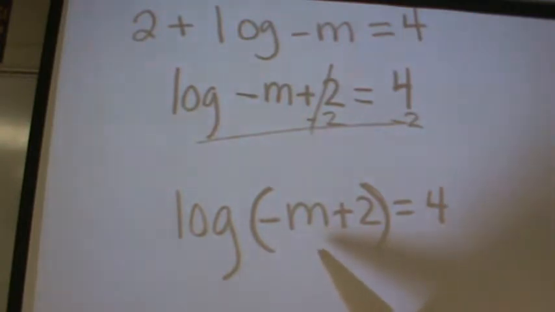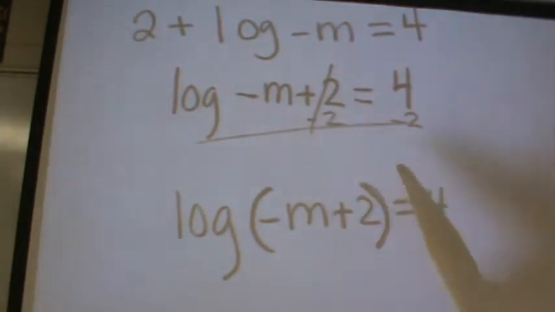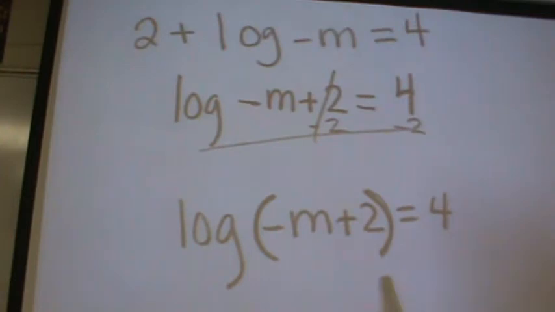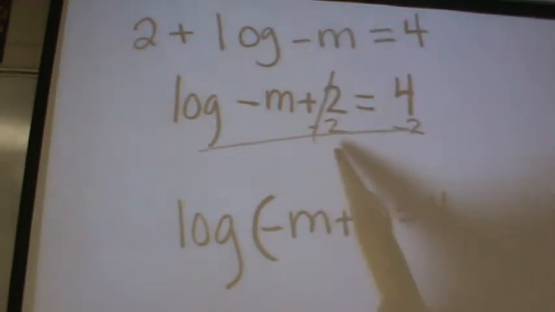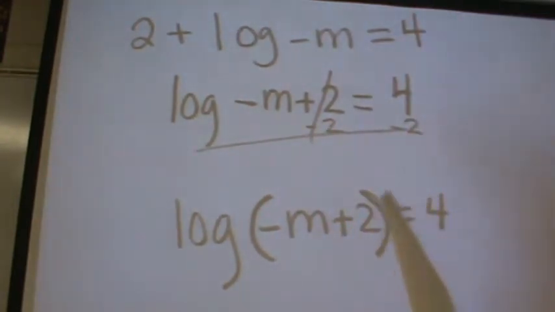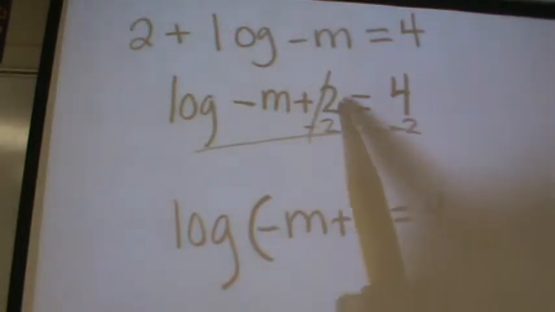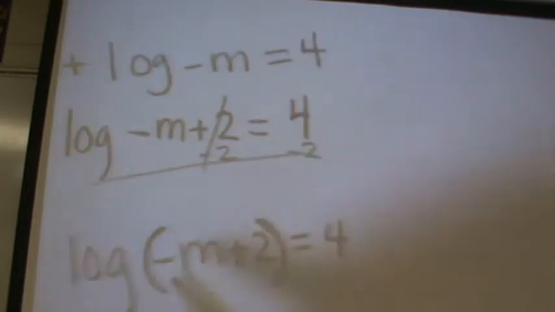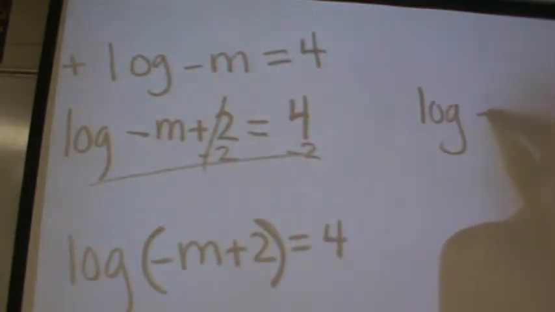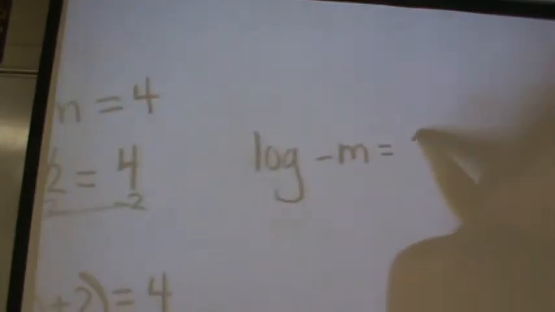So how do you get rid of this problem? How do you get rid of it? You mean how do you do the problem? Yeah, well, I'm showing you. This one you can subtract 2. You were right. First get rid of this 2 by subtracting 2. So you have the log of negative m equals 2.